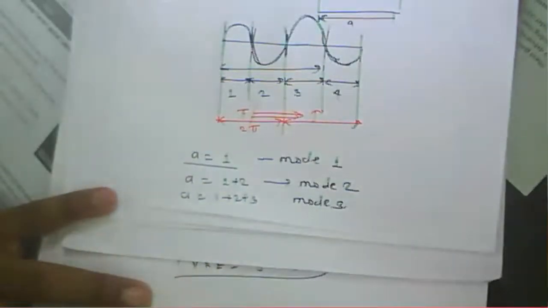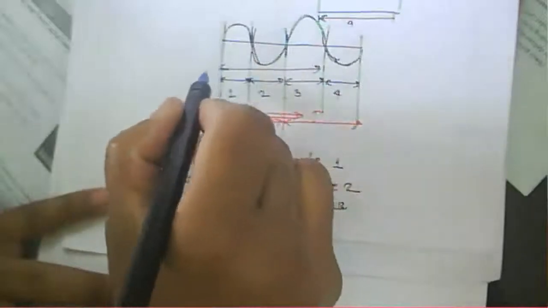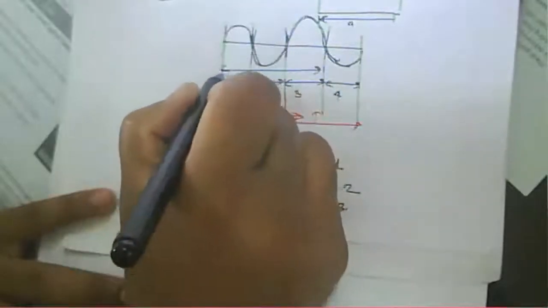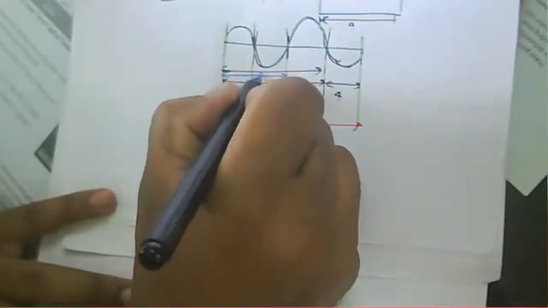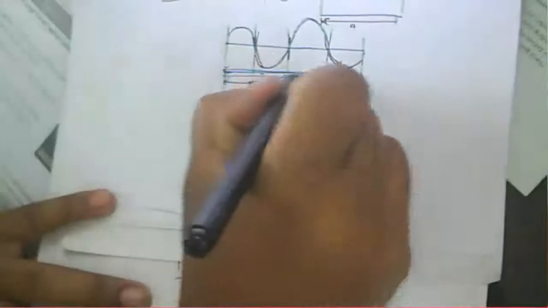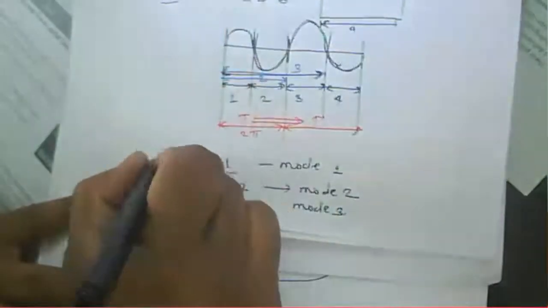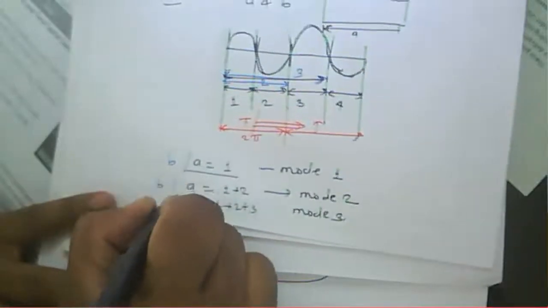So modes depend on how many half variations there are. If only a single half variation is there, that is called mode 1. If there are two half variations, it is mode 2. If there are three, that is called mode 3. So mode 1, mode 2, mode 3, along with the A side, and not only A, it is again along with the B side.